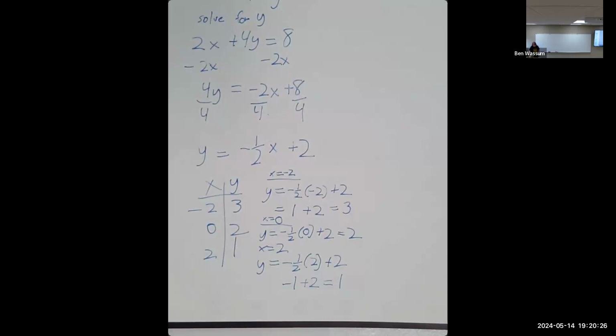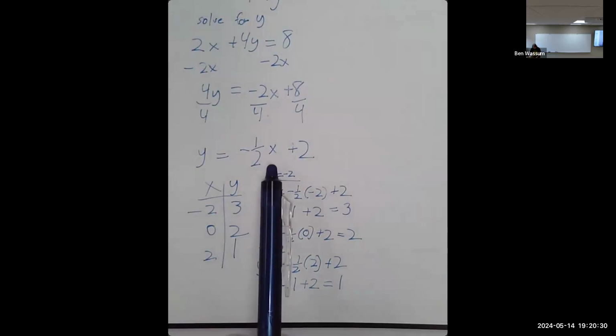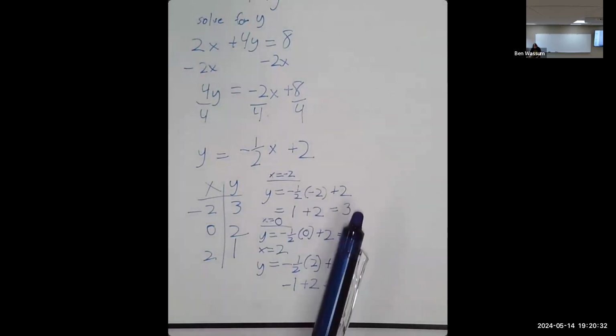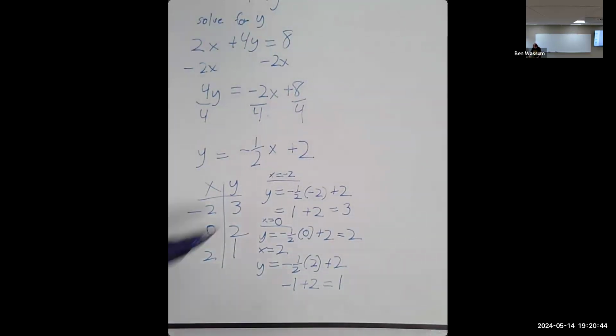Cool. Those points don't suck. If I had plugged in any odd number, these points would have been awful, and I would have had to do a lot more over here. So I'm pretty happy with that. So solve for y. Makes life easier.